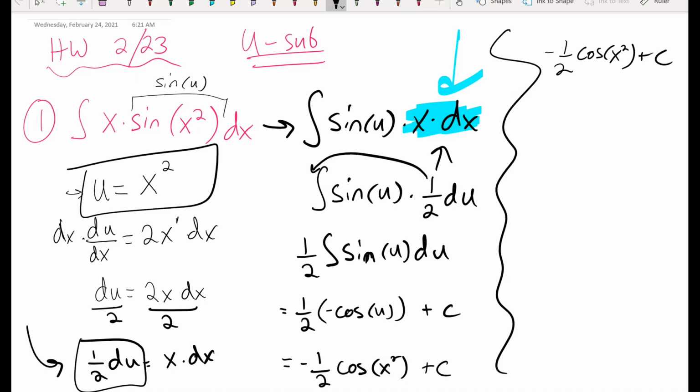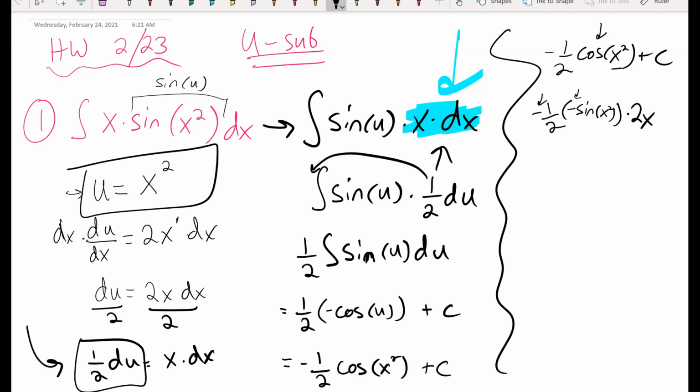So just as a check, I won't do this for all of them, but if I take the derivative of negative 1/2 cosine of x squared, remember this is a chain rule. The derivative of cosine of something is negative sine of that something. Derivative of the outside times the derivative of the inside function. The derivative of x squared is just 2x. And remember, the derivative of any constant is 0, so that's just going to go away.